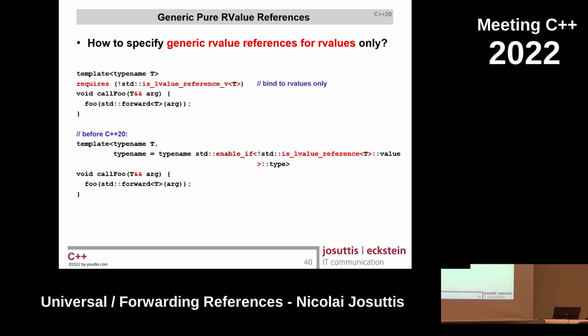Before C++20, you had to use enable_if. That's always fun to use enable_if. So it looks like that. If you have never heard about enable_if, that's good, forget it.